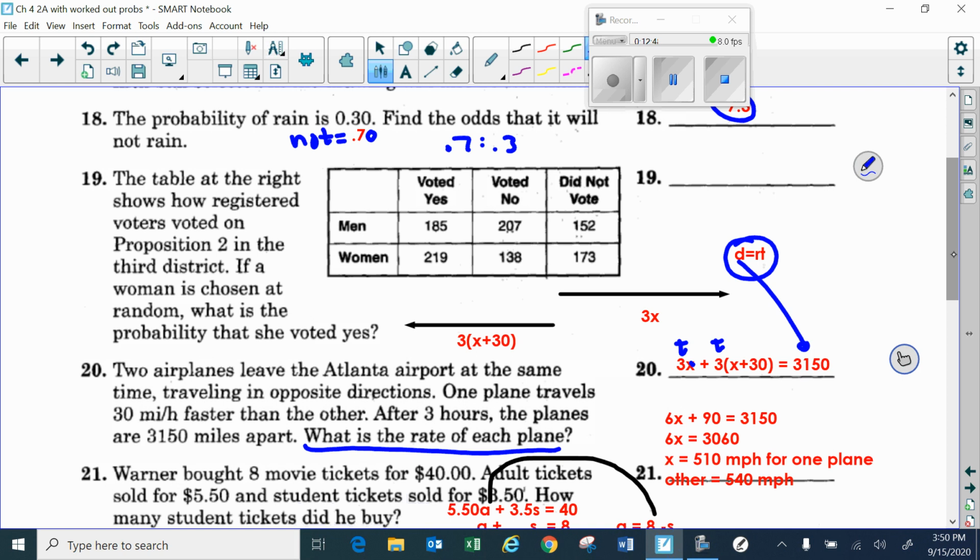What is the rate of each plane? Okay, so here's my equation. And I go ahead and distribute the 3 through there and combine like terms. I get 6x plus 90 equals 3150. Subtract the 90 across and divide by 6, and x equals 510 miles per hour for one plane, and then obviously x plus 30 would be 540 for the other plane.